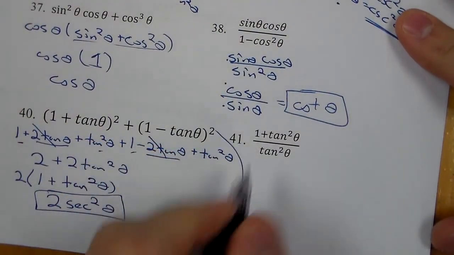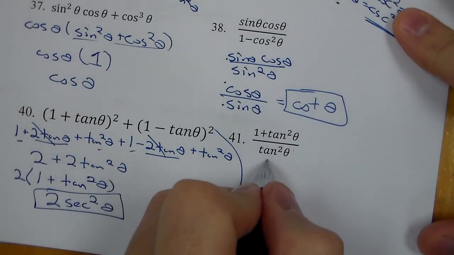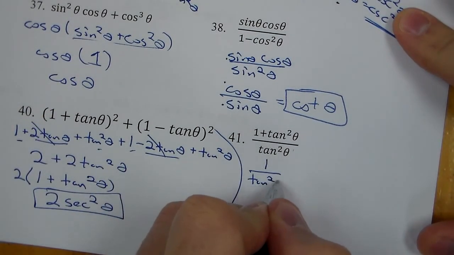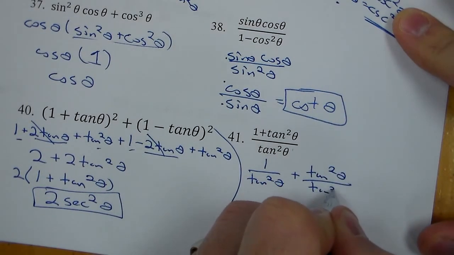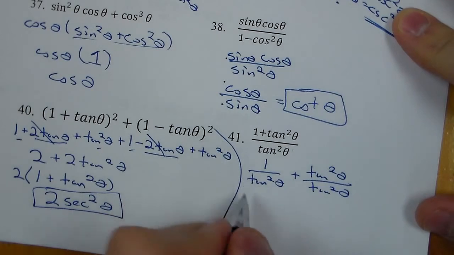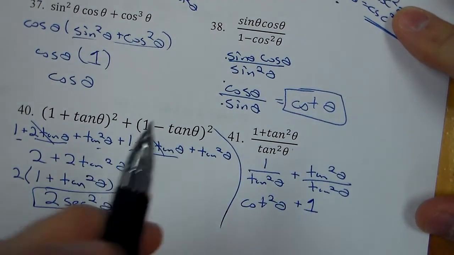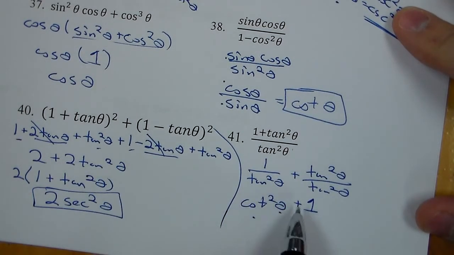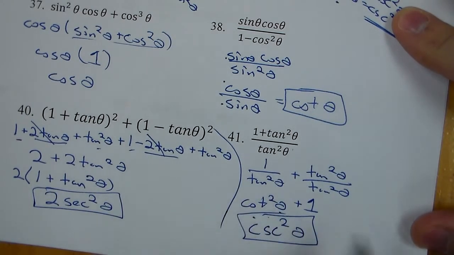For number 41, I'm going to break these into two fractions. You cannot cross out the tangent squared, so don't you dare do that. But what I can do is make this 1 over tangent squared theta plus tangent squared theta over tangent squared theta. Now 1 over tangent squared theta is cotangent squared theta. Tangent squared over tangent squared is 1. So I have cotangent squared theta plus 1, another Pythagorean identity, and that comes out to be cosecant squared theta.